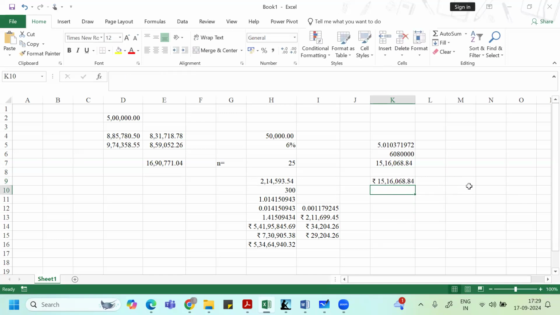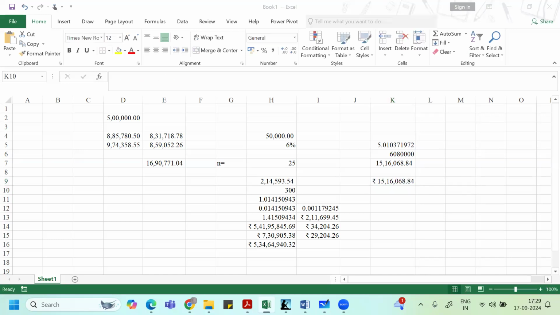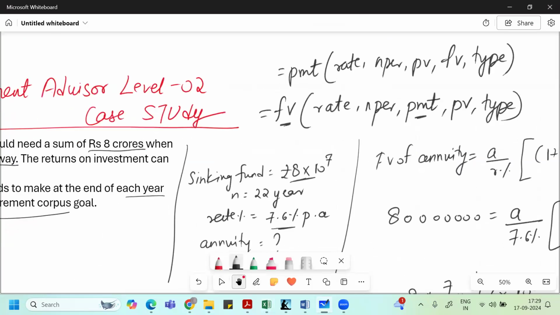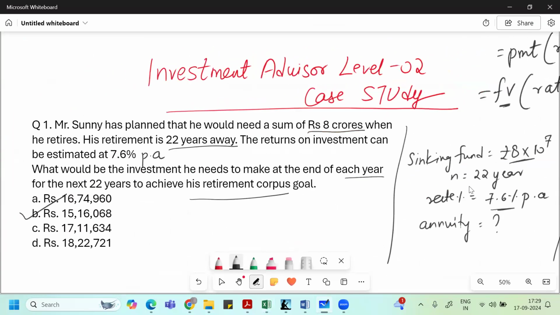Answer is 1516068.84. So easily you could do it by simply using the PMT function. So I hope you understood this problem. So this is one of the questions, although this is a very easy question, but yeah, it can be one of the questions which can come in your exam.